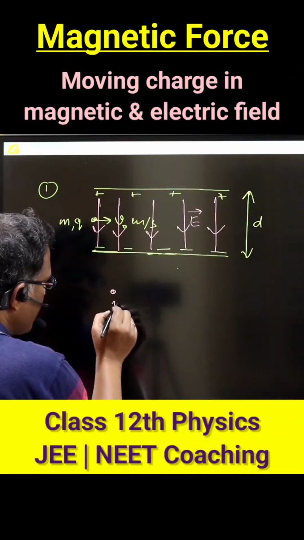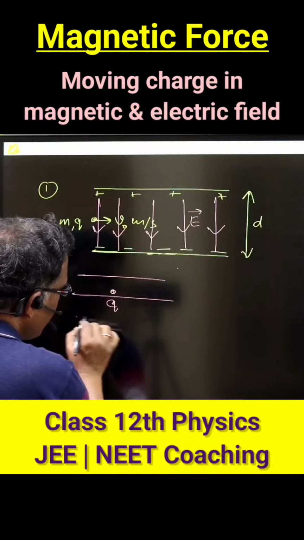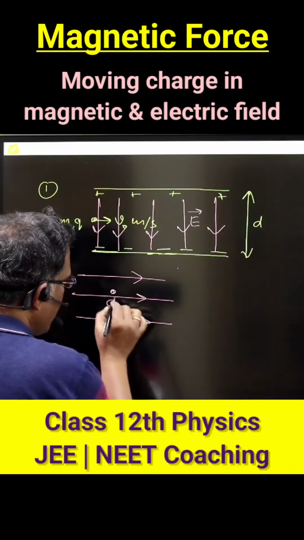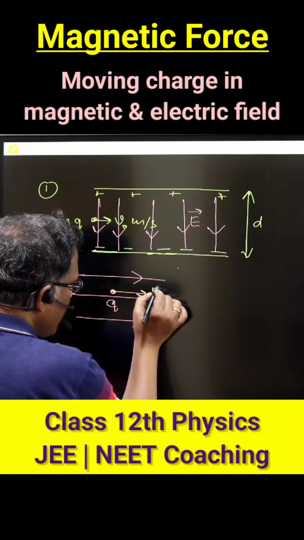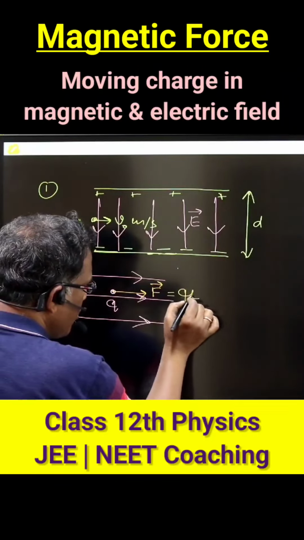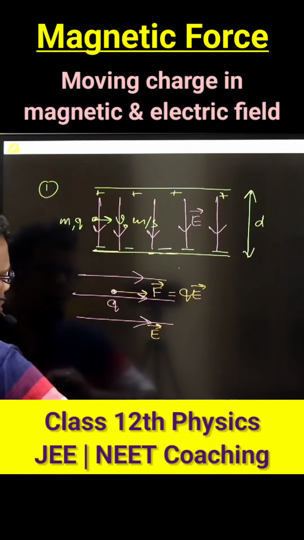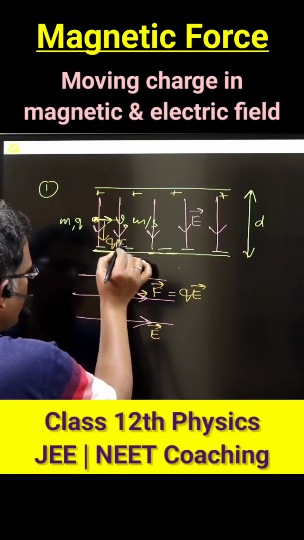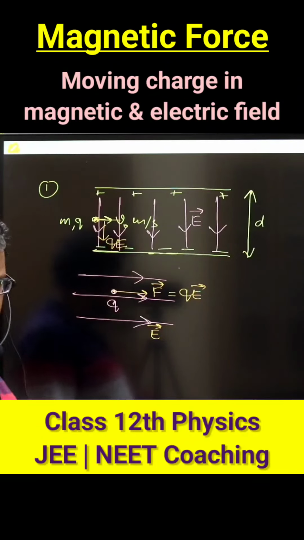We know that if a charged particle is placed in an electric field region where the direction of electric field is like this, the charged particle must experience electrostatic force which is equal to Q into E vector. So based on that, as soon as this charged particle enters, it must experience Q into E from positive to negative plate direction.